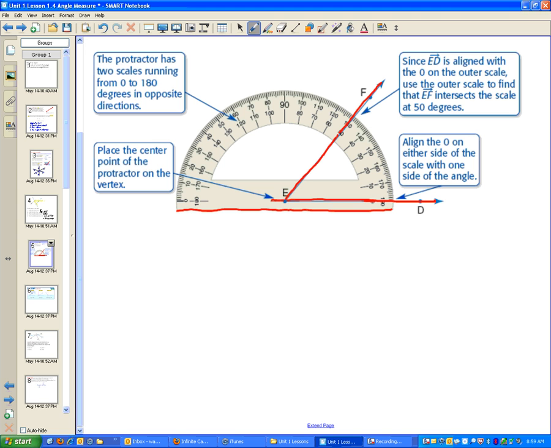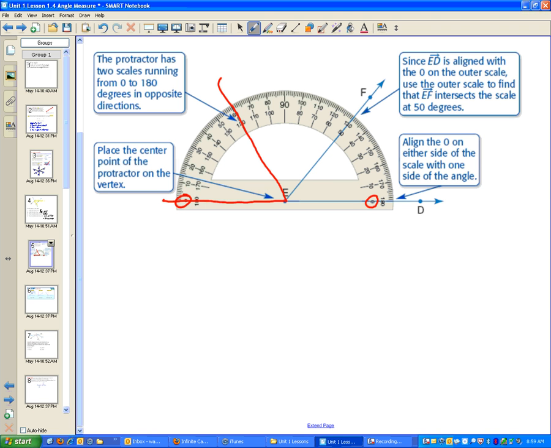Okay? And remember, every protractor has a 0 on each end, don't they? This one has a 0 right here, and it has a 0 right here. So if I had a different angle, like that, I could measure it that way. So how you put your protractor down, just make it fit the angle. I don't care which zero you use. Just use one of them.